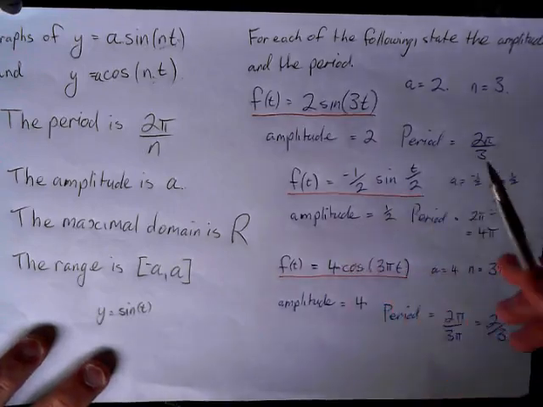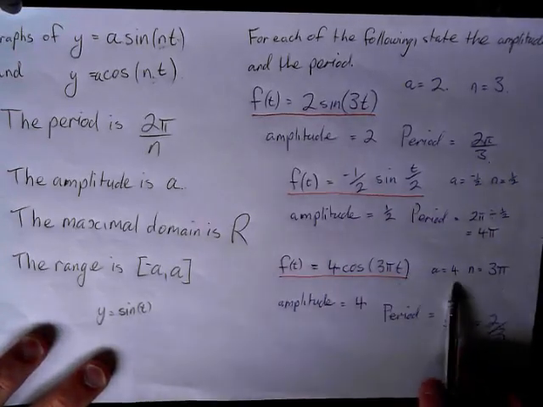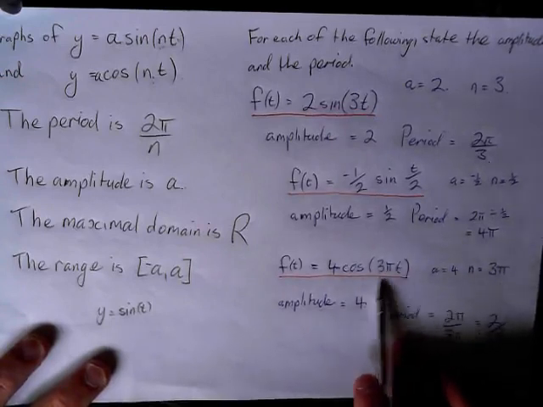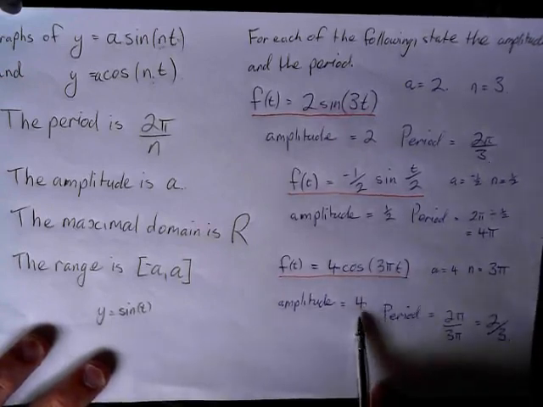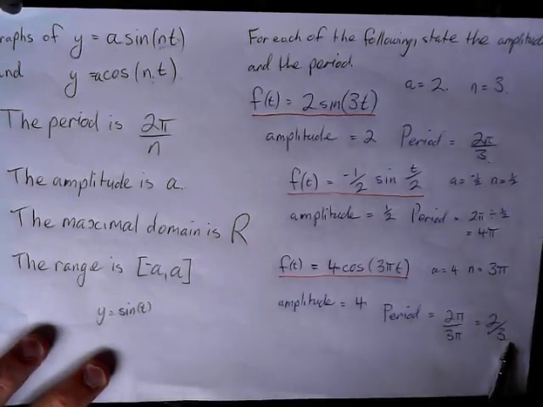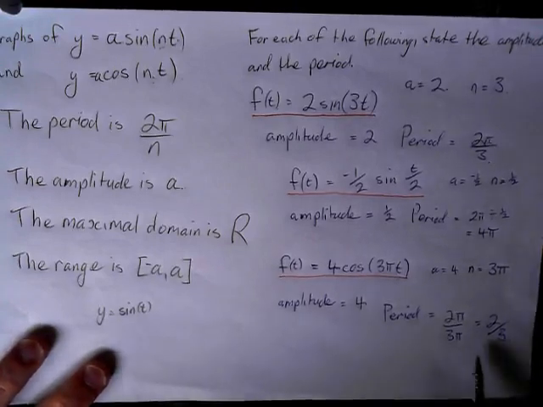In the next one here, this is a cos graph, but it's the same idea. The amplitude is 4. This n value, this coefficient, is 3 pi. So the amplitude becomes 4, as was said, and the period is 2 pi divided by 3 pi, which is 2/3. There's no pi values on the x-axis here, which is relatively common when you're dealing with trig functions.